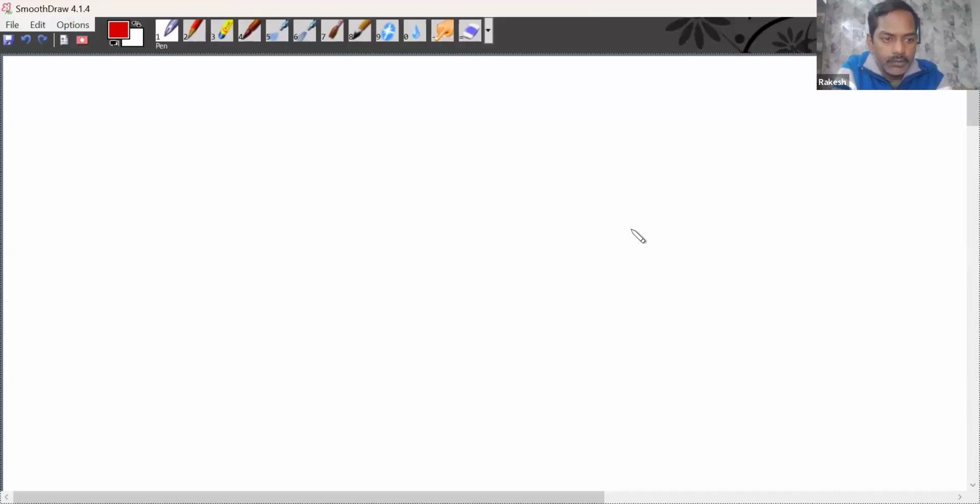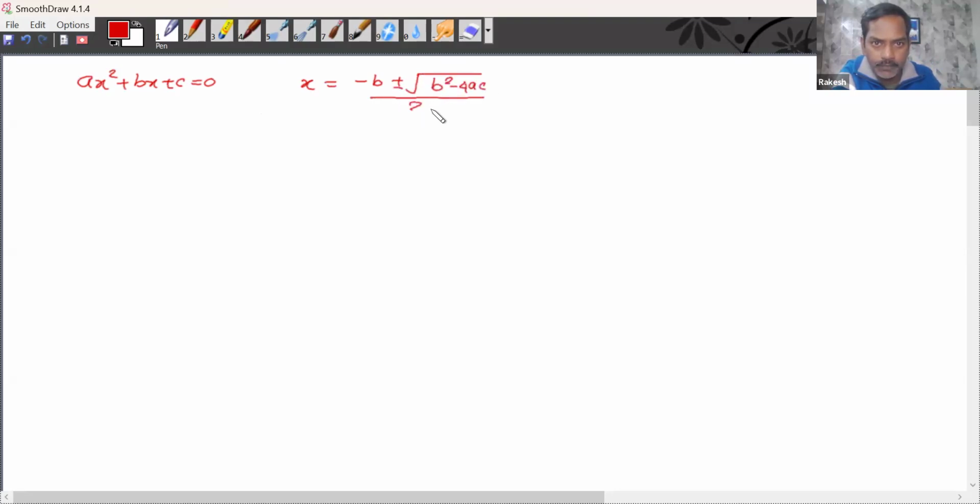Okay, so let's continue. In the previous video on quadratic equation, we got a formula to find the roots of the quadratic equation. For ax square plus bx plus c equal to 0, the value of x would be minus b plus minus under root of b square minus 4ac, whole divided by 2a. Now in this formula, the more complicated part is the thing inside the under root, which is b square minus 4ac. We call this the discriminant.